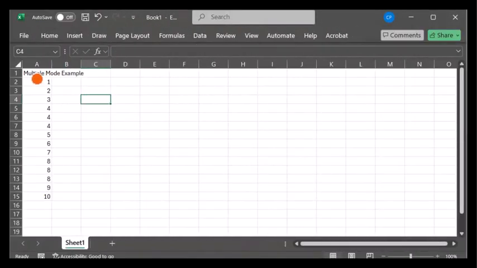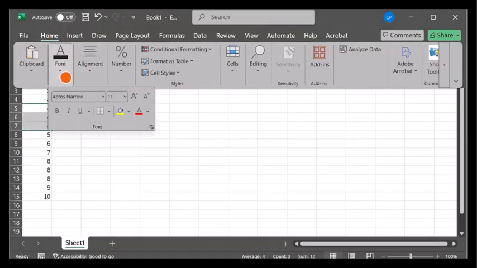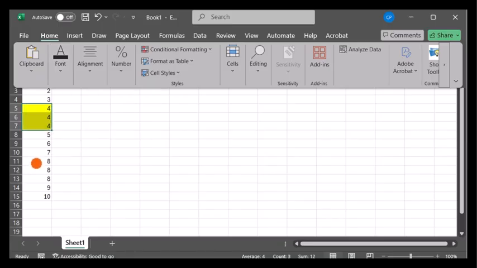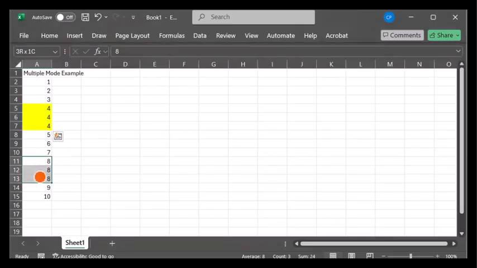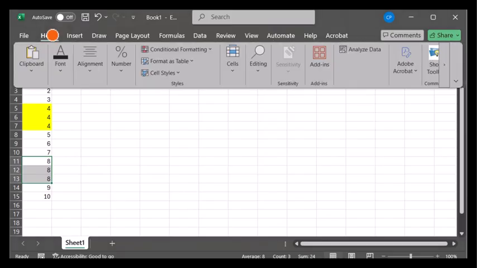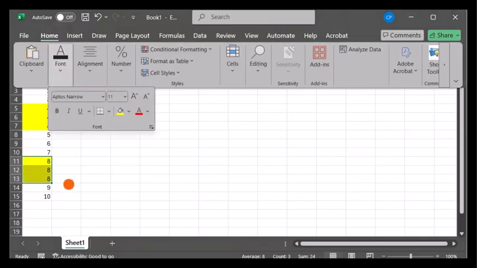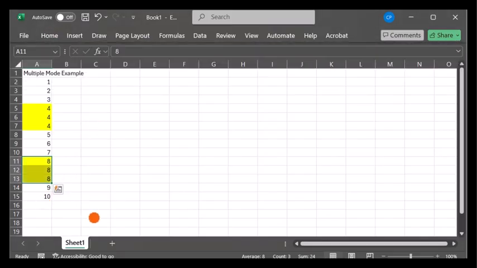So here's my multiple mode example. In this case, because the data set is so small, I can visually see the frequencies that are highest. So I can see in the list that there were 3 4s and also 3 8s. All of the other data values show up only once. So I expect to see 2 modes here. But in many cases, you wouldn't already know what your mode is.